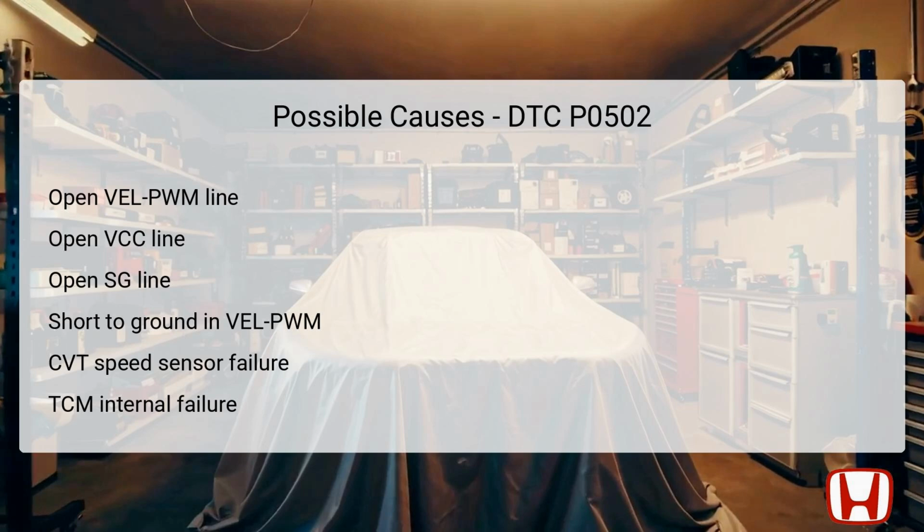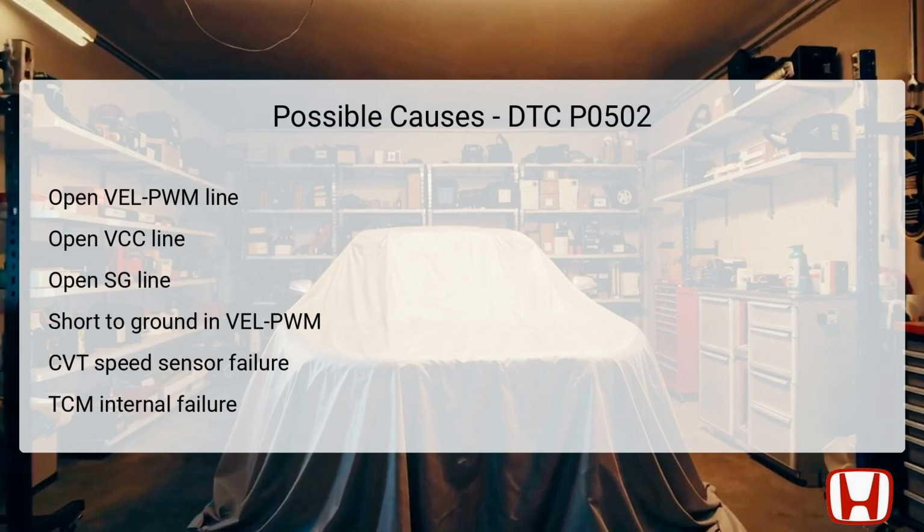First, the VEL PWM, variable voltage pulse width modulation, line may be open, which includes possibilities such as a loose or disconnected connector, interrupting the signal flow. Similarly, an open in the VCC voltage common collector line or the SG sensor ground line can occur due to poor connections, which essentially prevents the sensor from functioning correctly. Another potential cause is a short circuit to the ground on the VEL PWM line, which can alter the signal output received by the TCM.